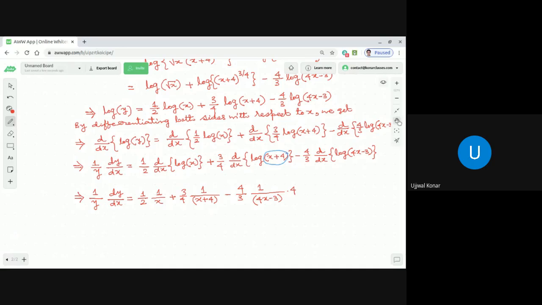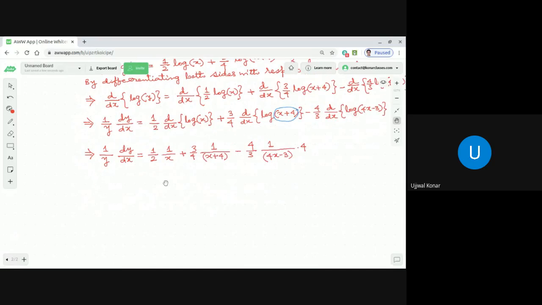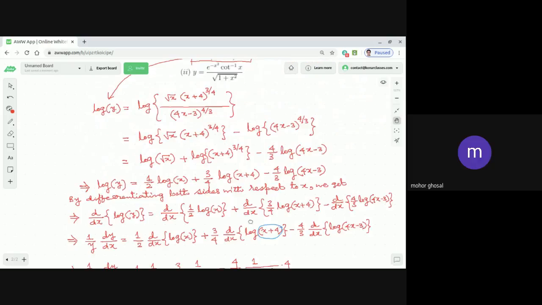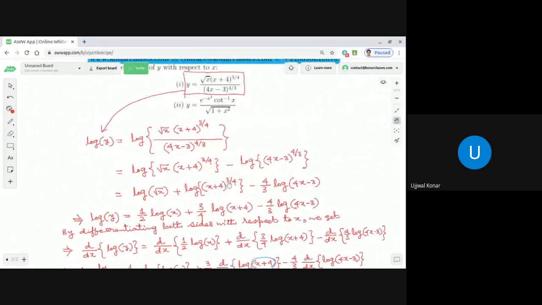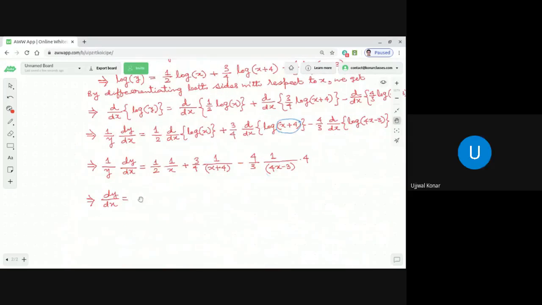So then, just writing the last step. What we are going to find here is that dy/dx is equal to y. Y is that function, right? This thing, square root of x by x plus 4, right? This thing. Correct or not? Yes. So what we can write is this thing.